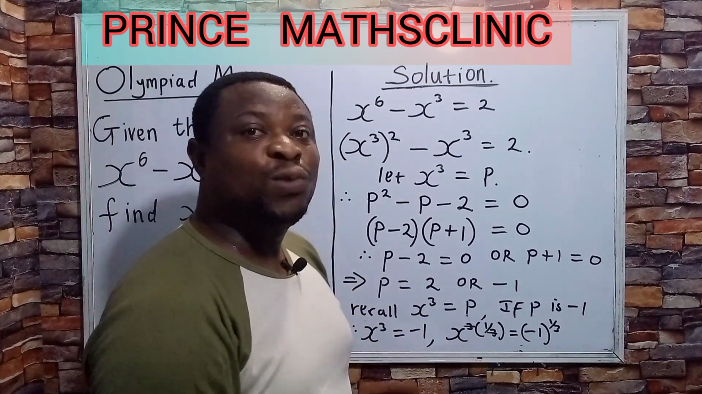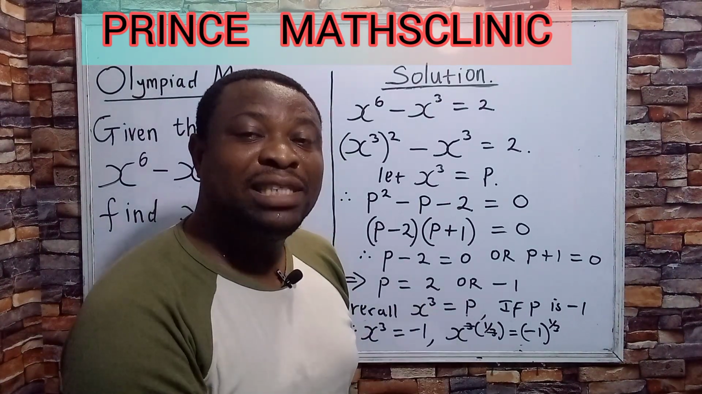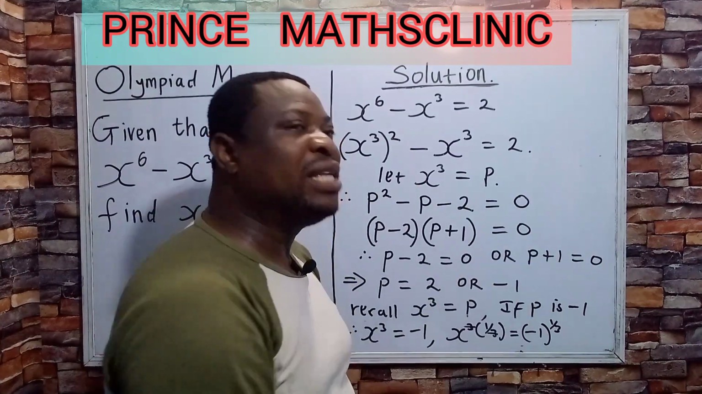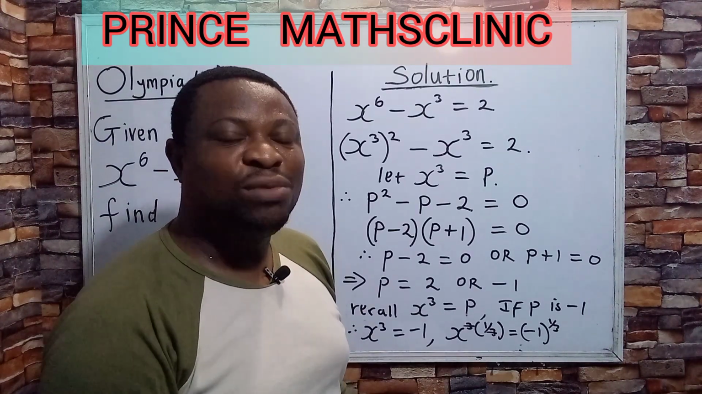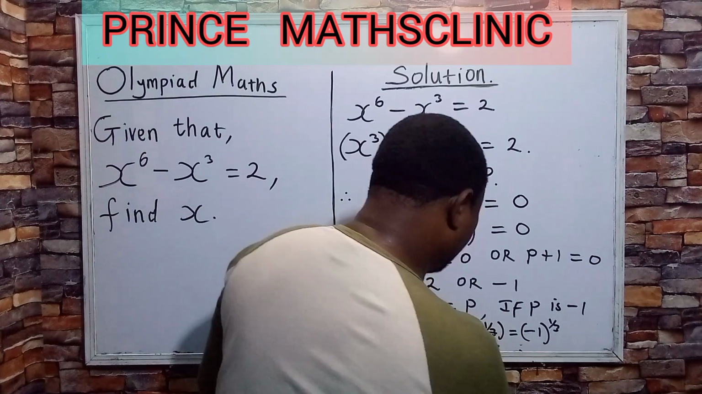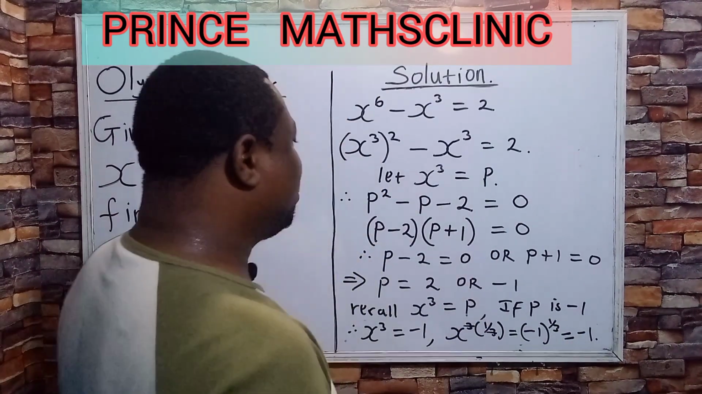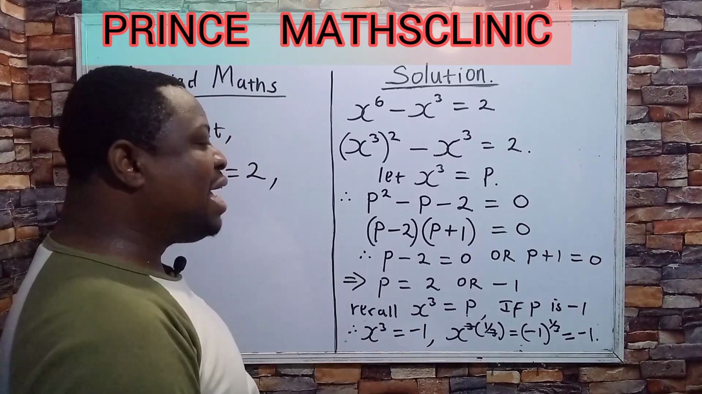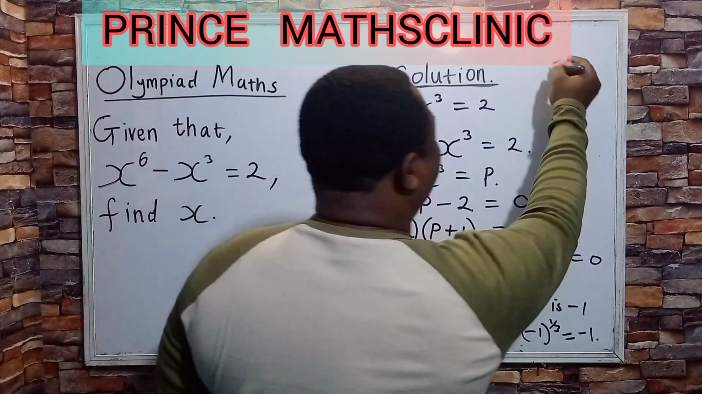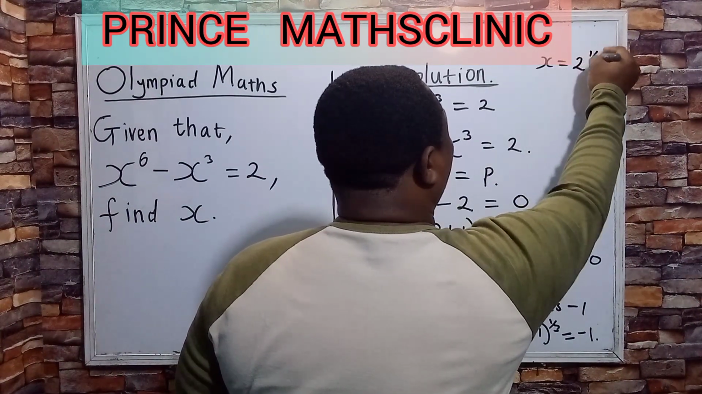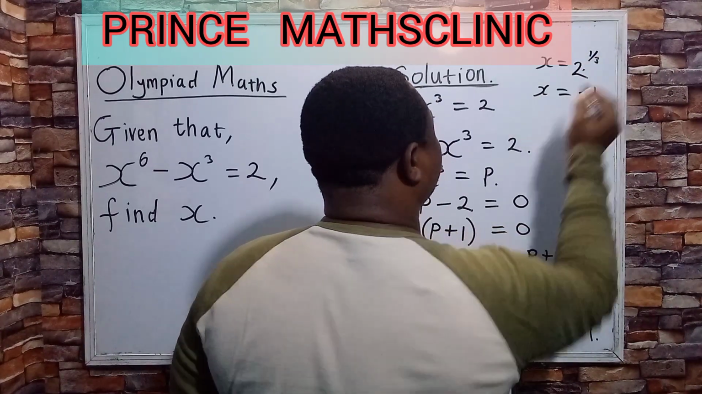And the cube root of minus 1 means any number you multiply 3 times to get minus 1. And that number itself is minus 1, because minus 1 times minus 1 gives you plus 1, and plus 1 times minus 1 will give you minus 1. So the cube root of this becomes minus 1. So the two values that will satisfy x in this equation are 2 to the power of 1 over 3, and also x equals negative 1.